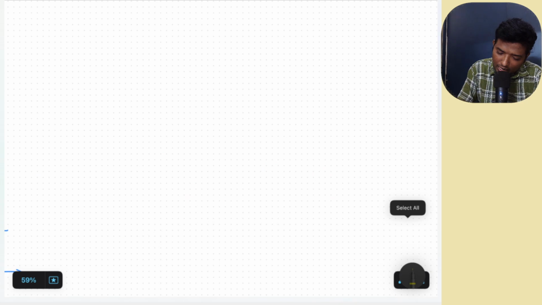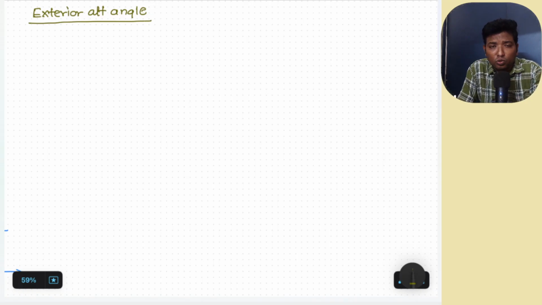Chalo. Now, this exterior alternate angle we usually don't use much, but definitely there are two or three sums where we have to use it. There's no other option, but there are only two or three. But it is always better to have the knowledge and to understand. So for the exterior alternate angle, guys, there is no shape.